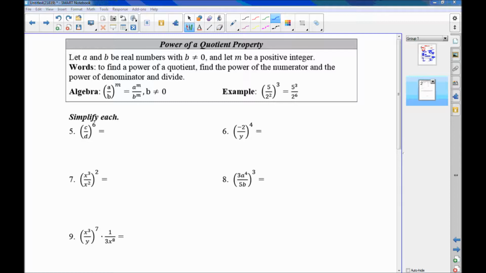They could be the same base. They could be different numbers here. And then we have them raised to the power of m. So we have a to the m over b to the m, where b is not equal to 0.